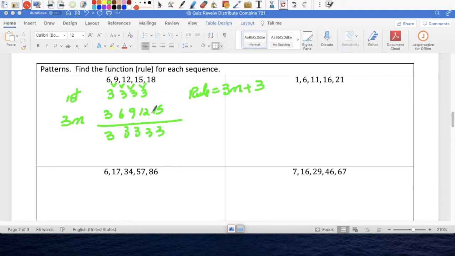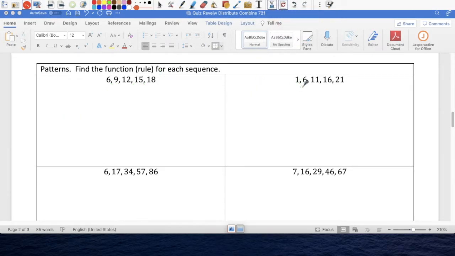And you can plug it in, right? For this one, 18 is the 5th term of that sequence. So if I plug in 5 over here, do I get 18? 3 times 5 is 15 plus 3 is 18. Yeah, seems to work.